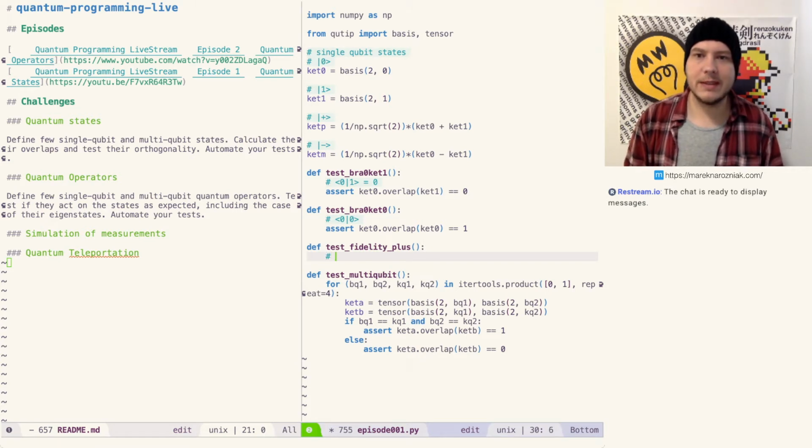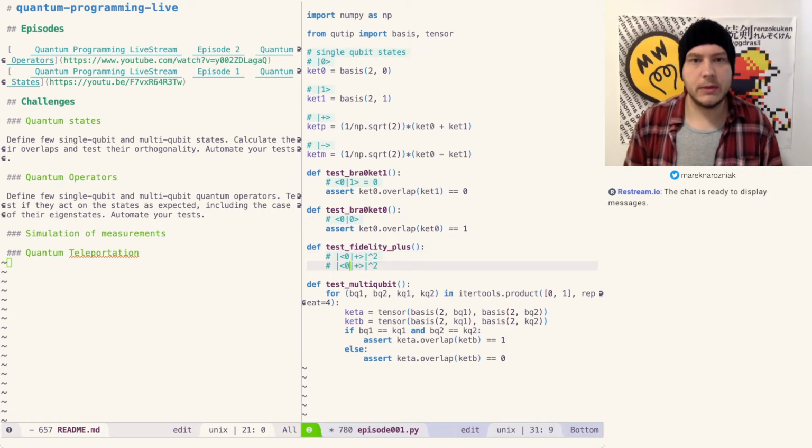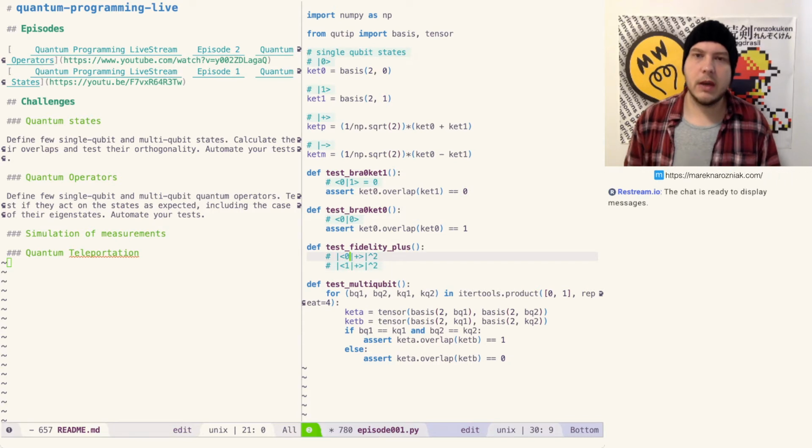So for example, we have the plus state, quantum state plus, and we want to know the probability of measuring 0. So we take the overlap with 0, and take the absolute value squared of that overlap. And this is the fidelity of 0. And we can also do it with 1. We already know how to compute the overlaps using QuTiP.